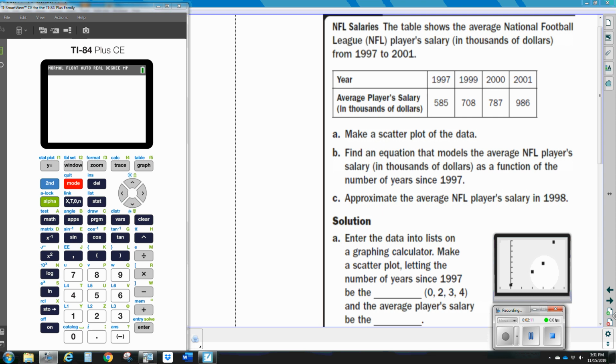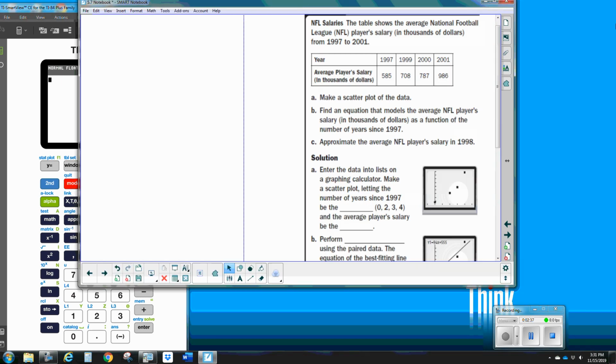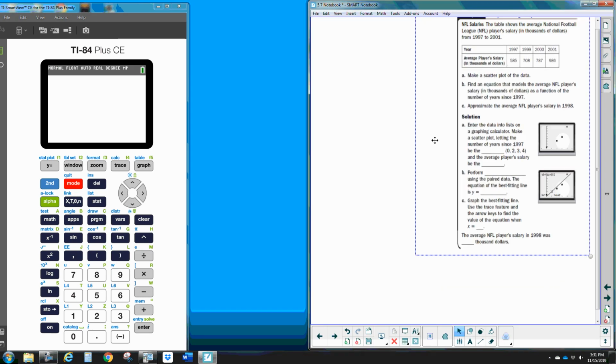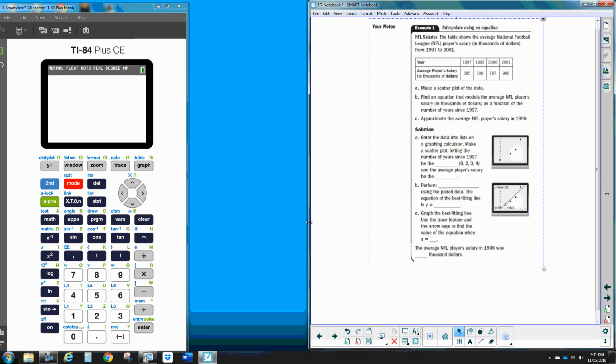So in this problem, we're looking at interpolating using an equation. We could plot these data points by hand like we did in the last lesson, or we could use our graphing calculator. I think it's a little easier to use our graphing calculator, so we're going to learn how to do that in this lesson. It says the table shows the average National Football League, or NFL, player salary in thousands of dollars from the timeline 1997 to 2001.